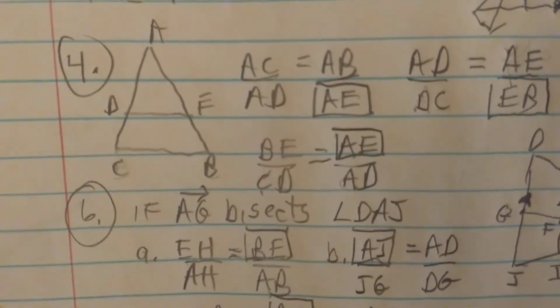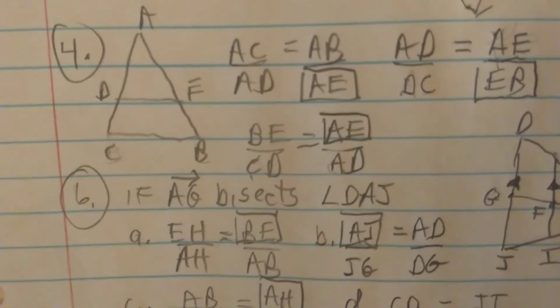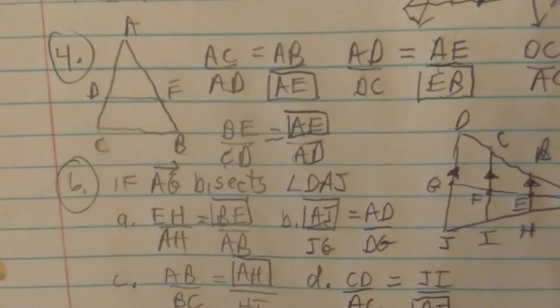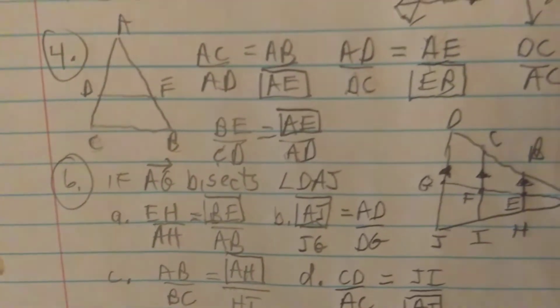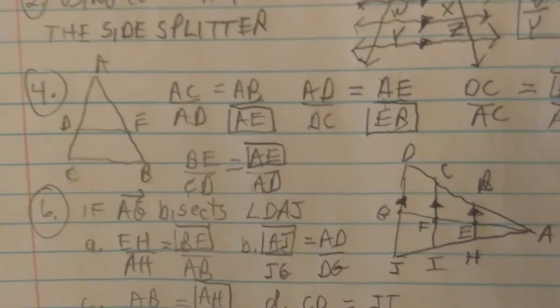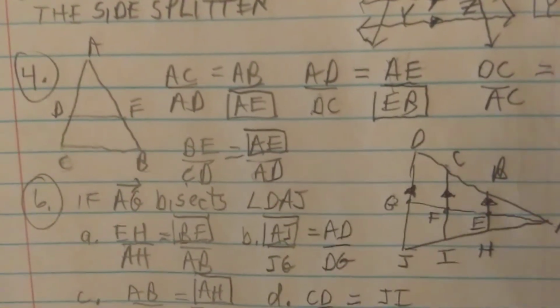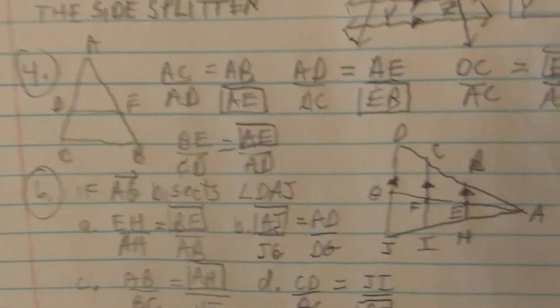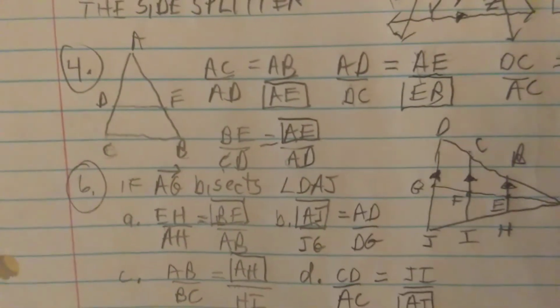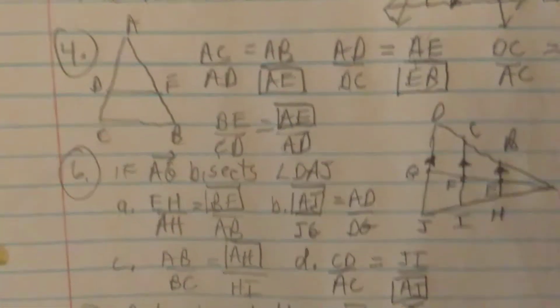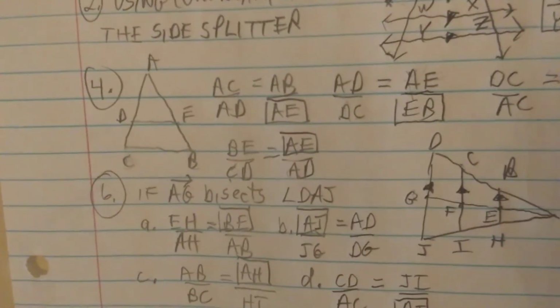Now on our typical triangle, which we're going to see a lot of, triangle ABC with the top triangle ADE, we know that AC, the whole left side, over AD, the top part, is equal to AB, the whole right side, over AE, the top part. And we know that. That makes sense.